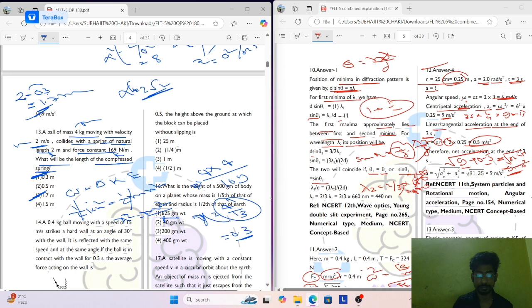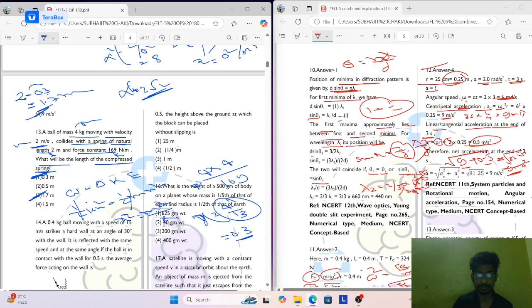A 0.4 kg ball is moving with a speed of 15 meter per second. It hits the wall at an angle of 30 degree. Okay, this is 30 degree, 0.4 kg, this is 15 meter per second. It is reflected with the same speed at the same angle. If the ball is in contact with the wall for 0.5 seconds.